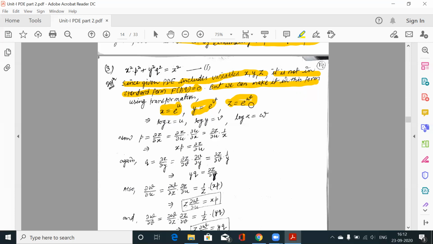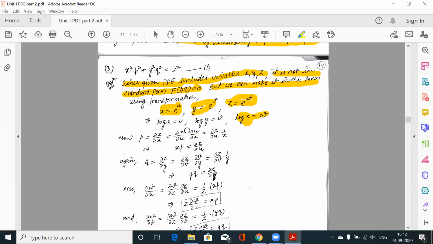So until now we had z as our dependent variable, and x and y as independent variables. But after this transformation, w would be our dependent variable, because w is in terms of z, and z is a function of x and y, and now x is a function of u, y is a function of v. So w is a function of z, z is a function of u and v. So the total transformation, the variables have been changed.